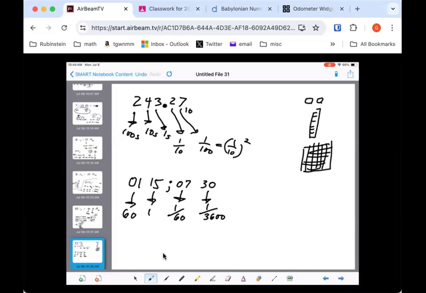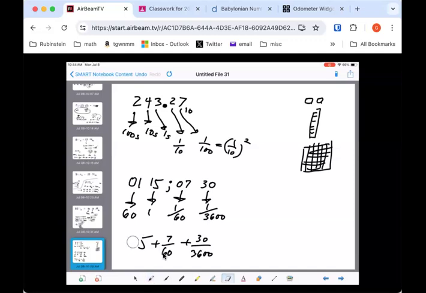Well, check this out. So this is the number 75. Now I'm not going to use the decimal points. I'm going to use fractions now. Plus 7/60ths, plus 30 over 3,600.